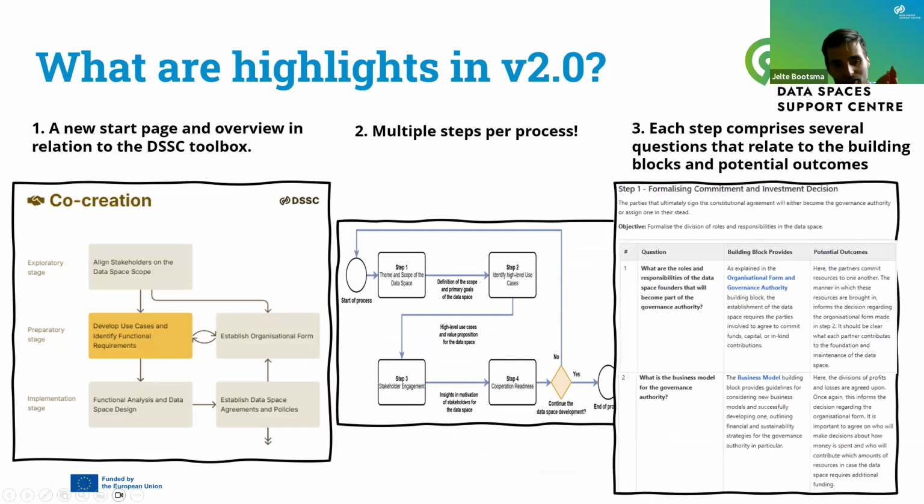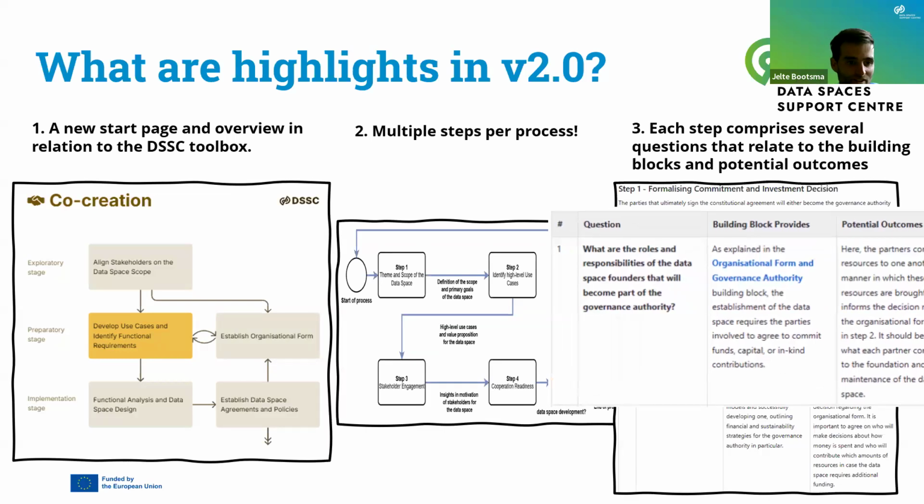I already mentioned this as well, but for each of these different steps that you can see here in the flowchart diagram, we have developed multiple questions and also what the potential outcome of that question should be. So this really makes it easy for a data space initiative to think about what questions they need to answer and where they can find the output, so the answer. Hopefully this really helps data space initiatives to navigate through the building blocks, but also to have a starting point where they should start.